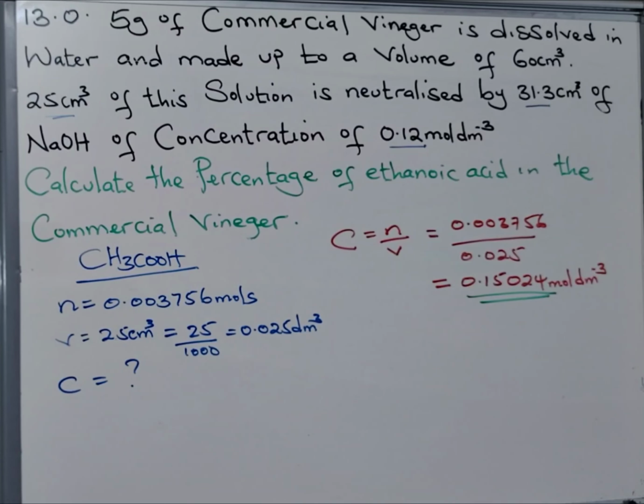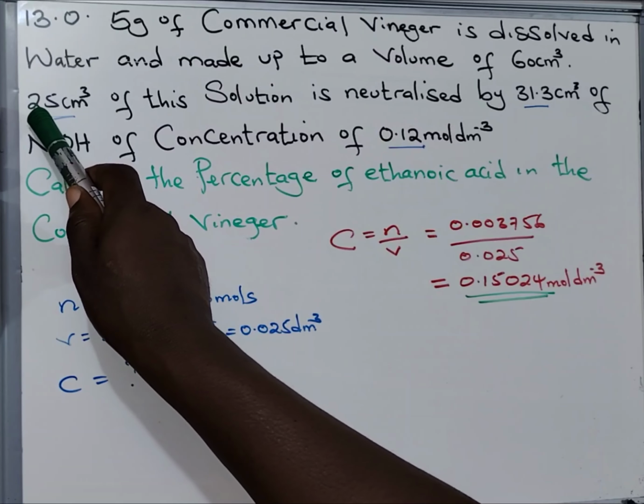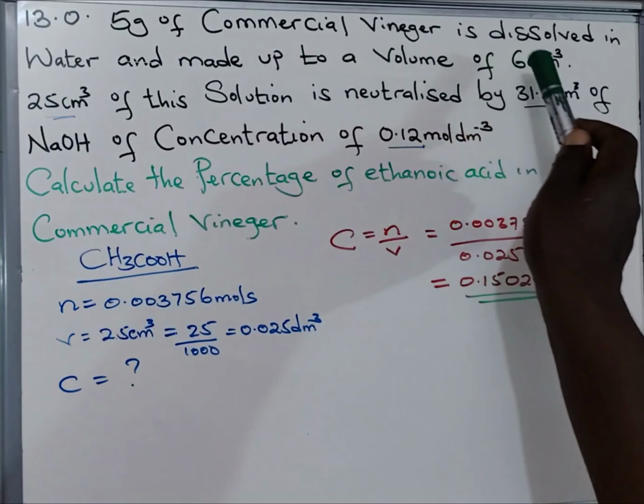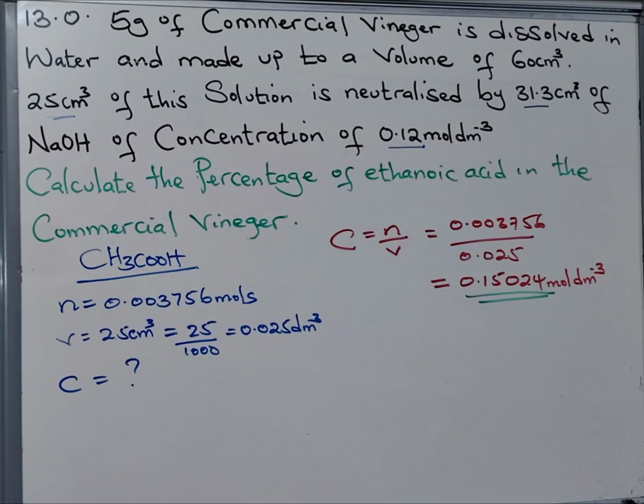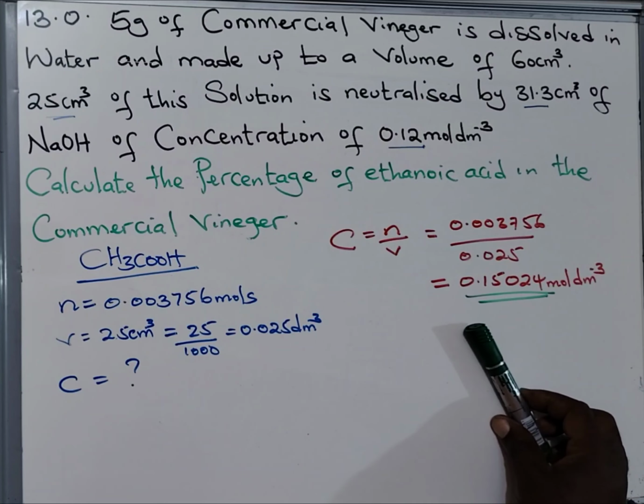And I want to remind you that the concentration is the same for both volumes, for 25 and for 60. Remember, it was 60 and they just took a fraction of it and reacted it with sodium hydroxide. So what is common between these two volumes is concentration, and we have it. But we need the 60. Why do we need the 60? Because 60 is where the 5 grams was put. So we proceed to the next step here.